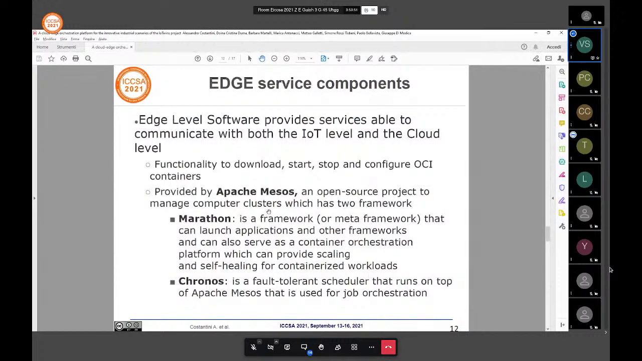Let's go to the edge layer. As you probably know, the edge layer is the software that provides services able to communicate with both the Internet of Things and the cloud level. To do that, we adopted in the project Apache Mesos. Apache Mesos is an open source project to manage computer clusters, which has basically two frameworks: Marathon, which takes care of container orchestration, and Chronos, which is the fault-tolerant scheduler for job orchestration.